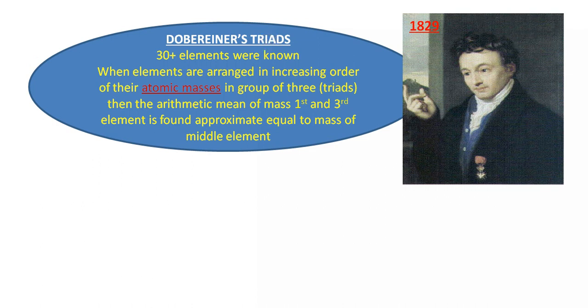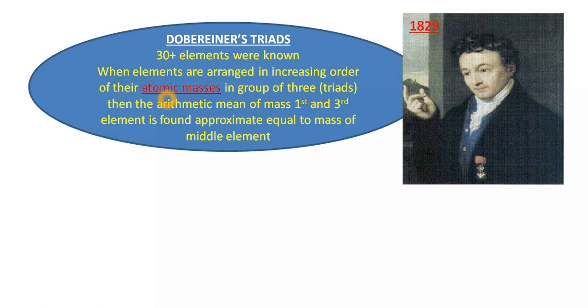So at that time, 30 elements were known, and he classified these 30 elements. Almost 30 plus elements were known at the time of Dobereiner, and he did his classification. The base of his classification was atomic mass. He classified elements on the basis of atomic mass. Remember this point, okay?